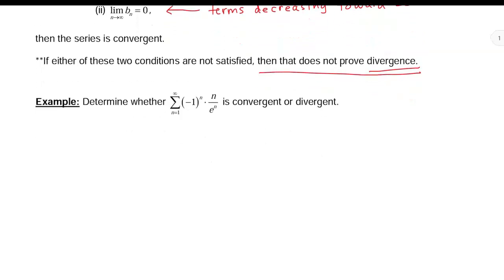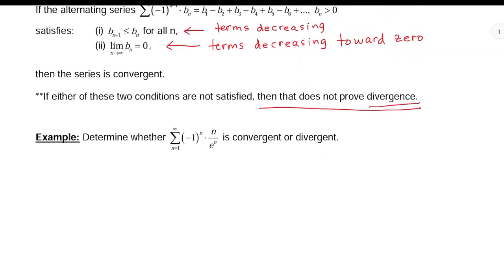For our first example, we're going to work on condition number 1 first. If I wanted to check for decreasing terms, I'd be interested in comparing n over e to the n as my nth term with the n plus 1 term, but that's not so easy to do. So what I'm going to do is consider the related function, x over e to the x.